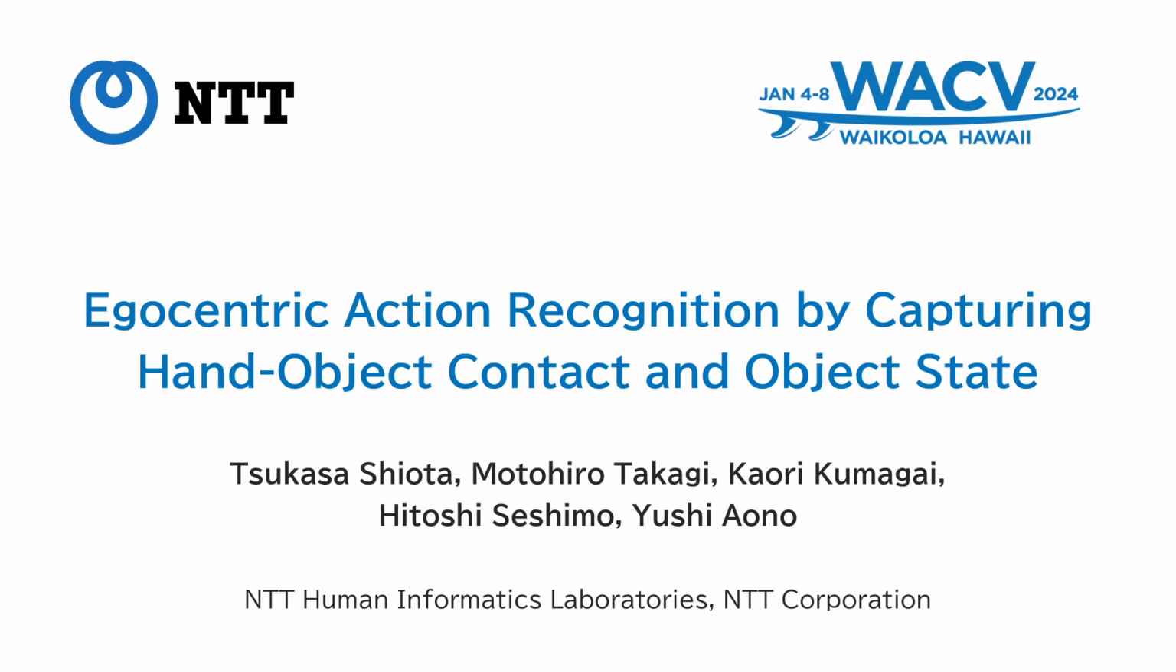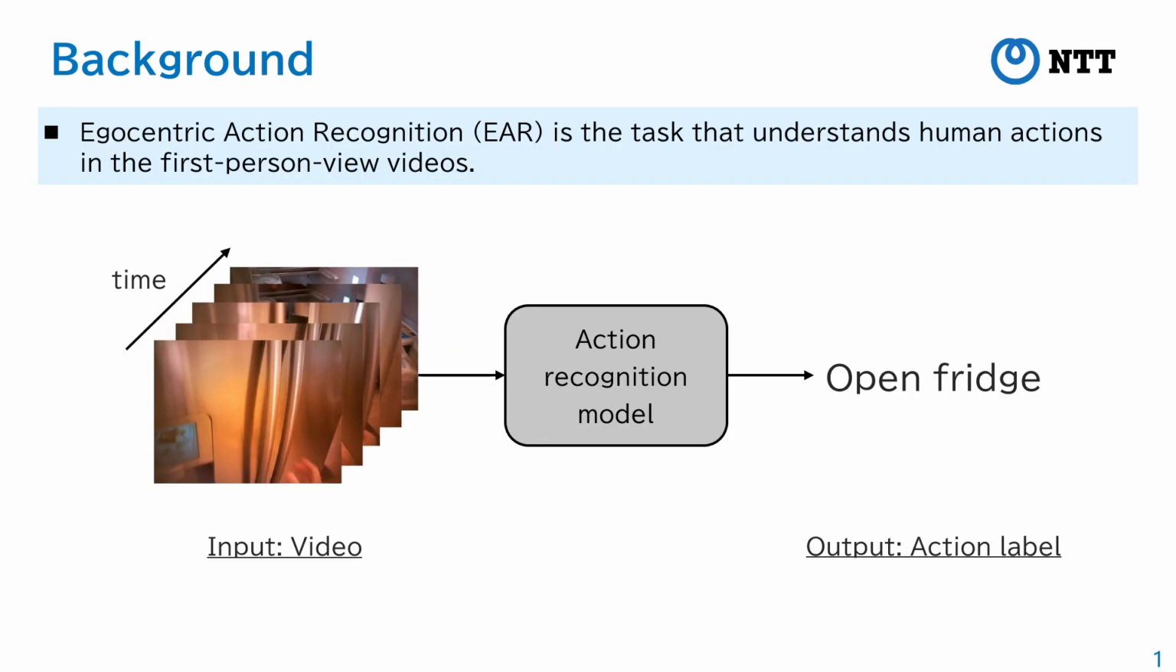Hi everyone. Now I would like to talk about egocentric action recognition by capturing hand-object contact and object state. Egocentric action recognition is the task that understands human actions in first-person view videos. Breakthroughs in deep neural networks led to end-to-end action recognition models that utilize convolutional neural networks and transformers. Improving the performance of egocentric action recognition requires accurately capturing interactions between actors and objects.